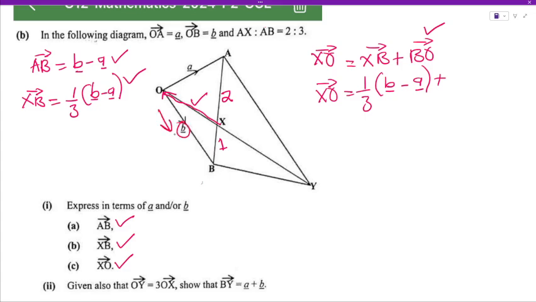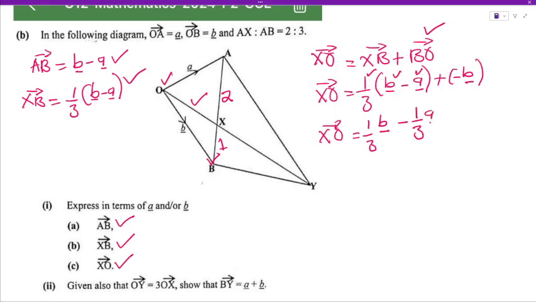Bo is actually ob when you're heading in this direction. Meaning for bo, we are heading from b to o, so it's going to be a negative vector b, because we're heading in the opposite direction of that vector. Going downwards like this it's positive; since we're going against the direction of the vector, it becomes negative b. So you can simplify by expanding: 1 over 3 vector b minus 1 over 3 vector a. Positive times negative gives us negative vector b.